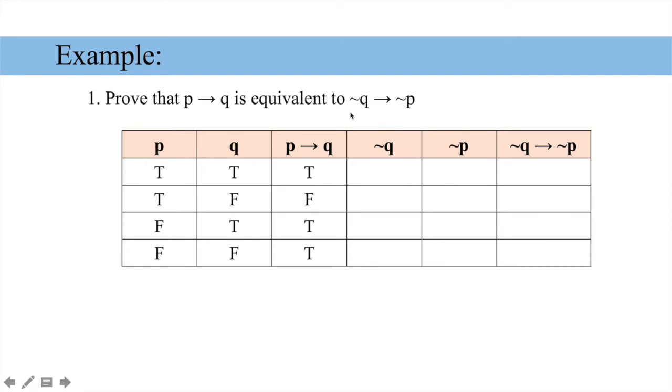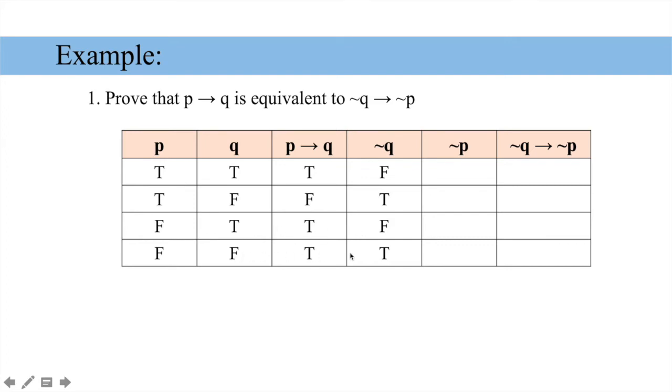Then to get this expression here, we need to get first the negation of Q and the negation of P. Then this is a conditional statement, so we connect them with the words if then, or implies. So negation of Q implies negation of P. First we operate on the negations. So negation of Q, this is the column for Q. Negation of true is false. Negation of false is true. Negation of true is false.